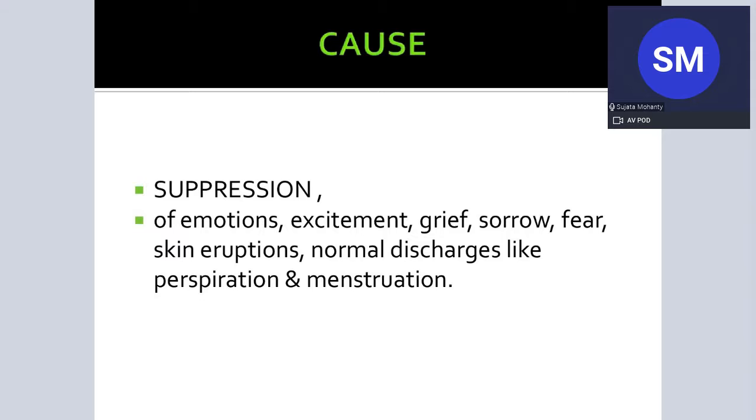The main cause of Psora is suppression. Any kind of suppression brings on psoric manifestations. That is suppression of eruptions, suppression of emotions such as excitement, grief, sorrow and fear, suppression of skin eruptions, and suppression of normal body discharges like perspiration and menstruation. So any kind of suppression brings on psoric manifestations.